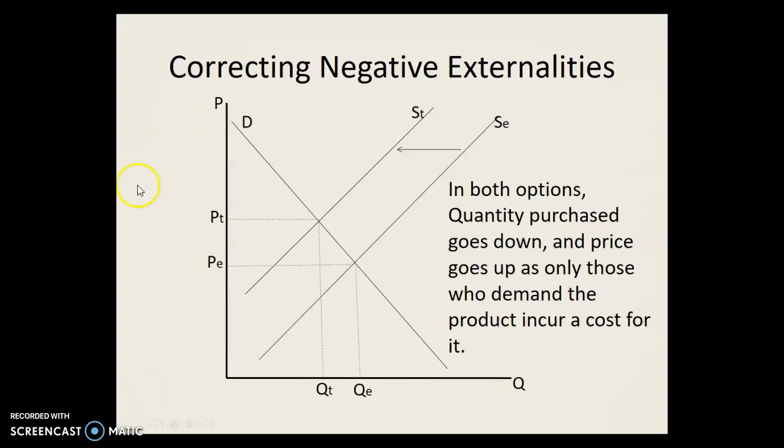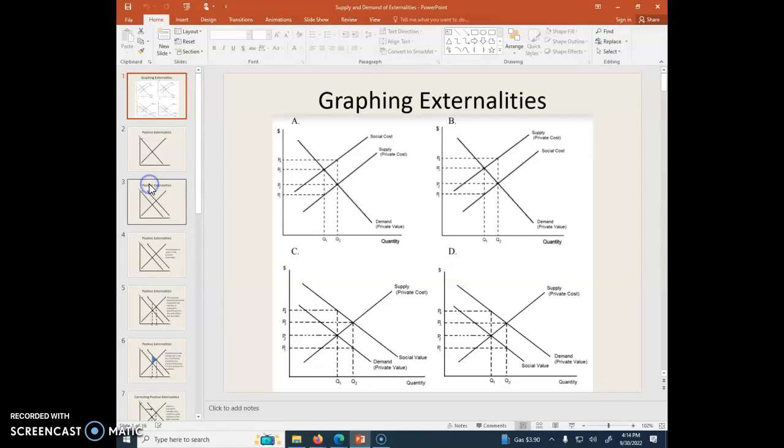So with that, we have covered the supply and demand of externalities, and hope you took good notes. You can bet that you're going to see some of this stuff again in your future.